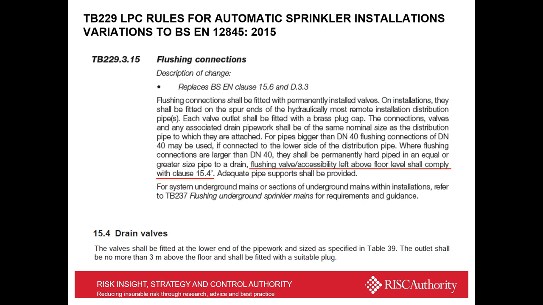Moving on to TB229, which is a straightforward change really. Flushing valves, as mentioned earlier, are usually left up at high level unused. Therefore, it was just a requirement to correct this. So the flushing valve accessibility now shall be left above floor level and comply with clause 15.4. Clause 15.4, as I've put in there from EN12845, confirms that flushing valves now shall be no more than 3 meters above floor level and fitted with a suitable plug so that they can be used for flushing inspections. So that was just a correction within TB229.